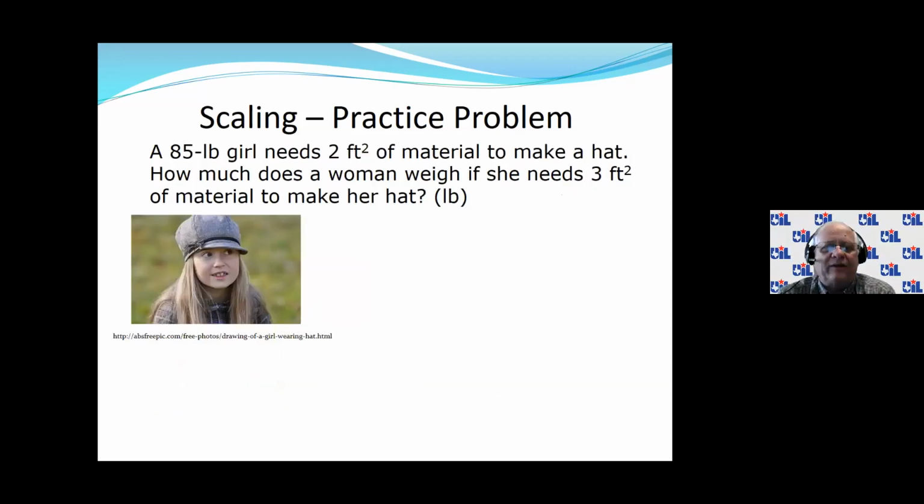Okay, let's try another one. How about this one? An 85-pound girl needs 2 square feet of material to make a hat. How much does a woman weigh if she needs 3 square feet of material to make her hat? So why don't you give that one a try? And by the way, I'll give you a hint. We're going to assume the material has the same thickness, because I think that's a good assumption based on reality.